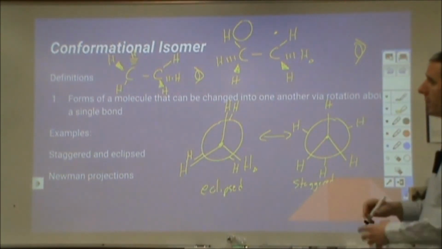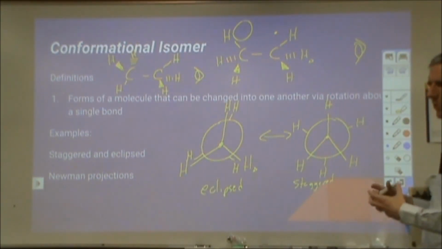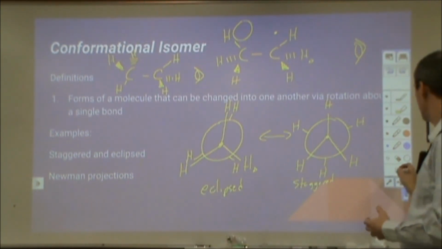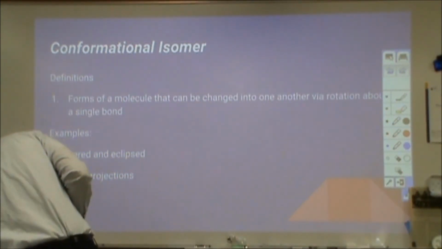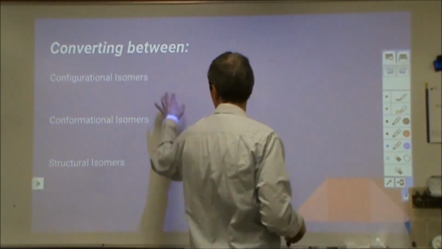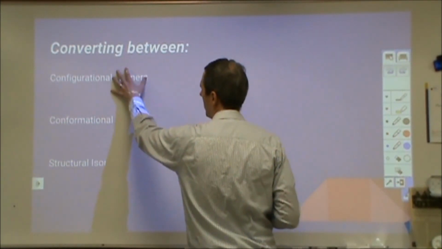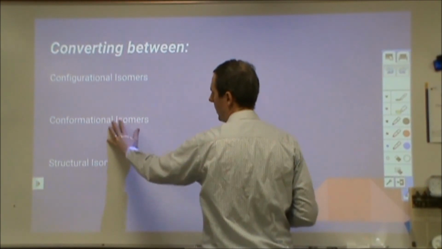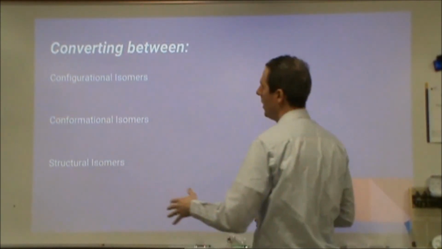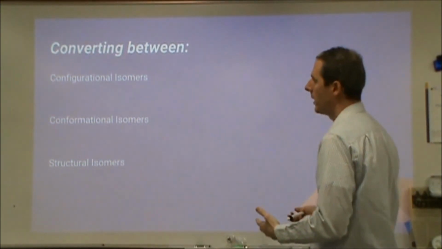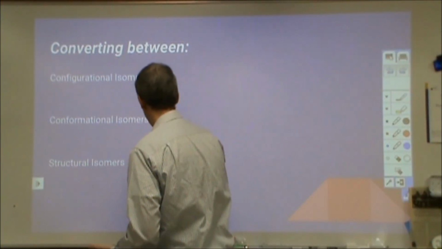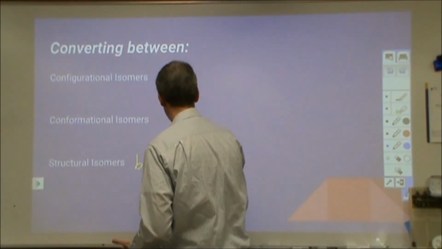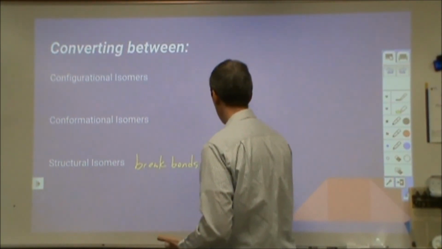Okay, so conformational isomers are different than configurational. It's really about the same molecule. I'm just changing how it's arranged in 3D space. Okay. So we have configurational isomers, which are enantiomers and diastereomers, conformational isomers, and then of course structural isomers. So if I want to change between one or the other, so if I have a structural isomer, I actually need to break a bond somewhere, or multiple bonds, and form new bonds.